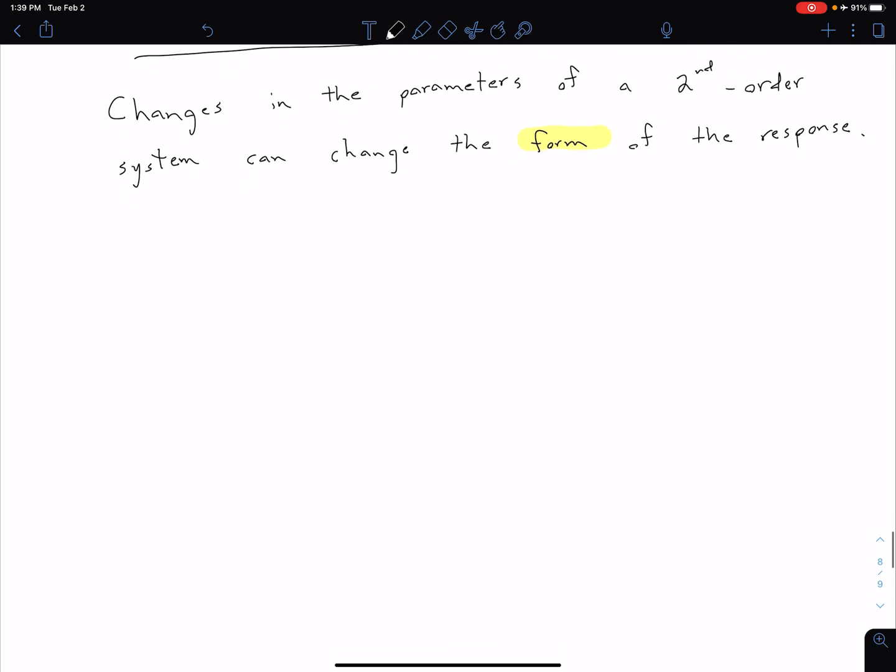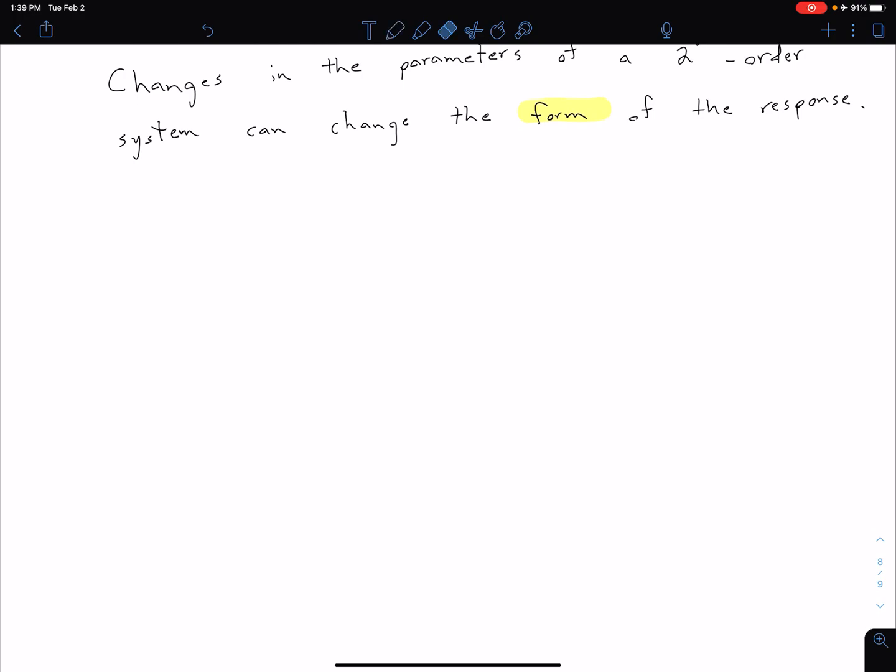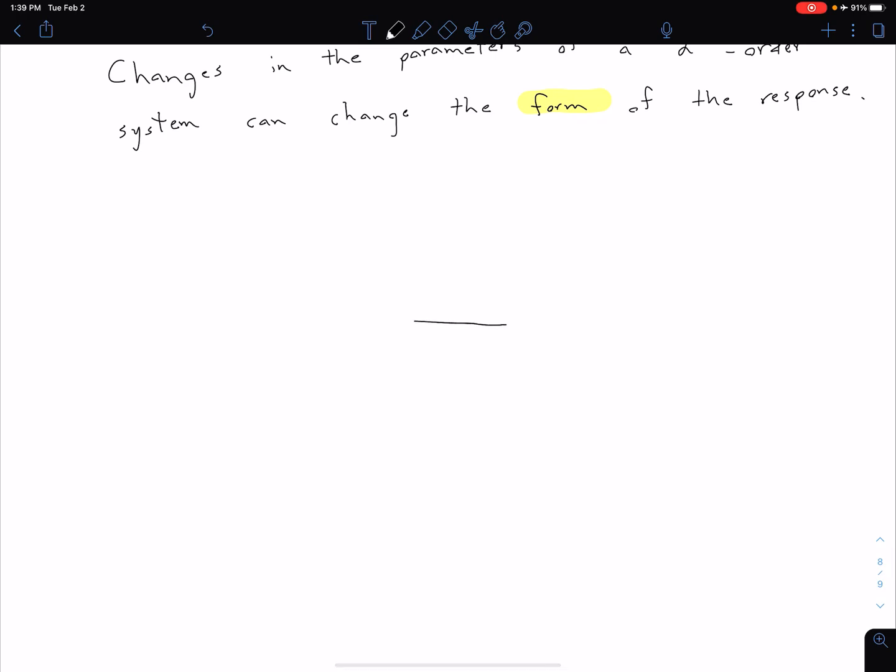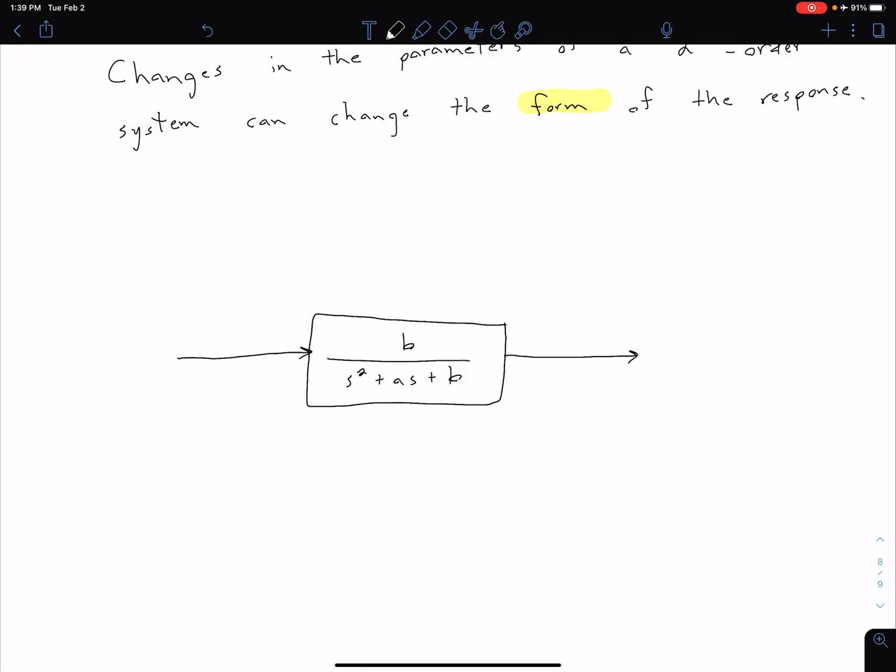So before we get into each of those types of response, let's just consider a general second-order system that has two poles and no zeros. I'm going to draw a little box here, and in our box we're going to put our transfer function. We're going to have s squared plus as plus b in the denominator and b in the numerator. Of course we can multiply this by a gain, and it's just going to affect the amplitude, it's not going to affect the form. What we're going to see affects the form is our pole location.